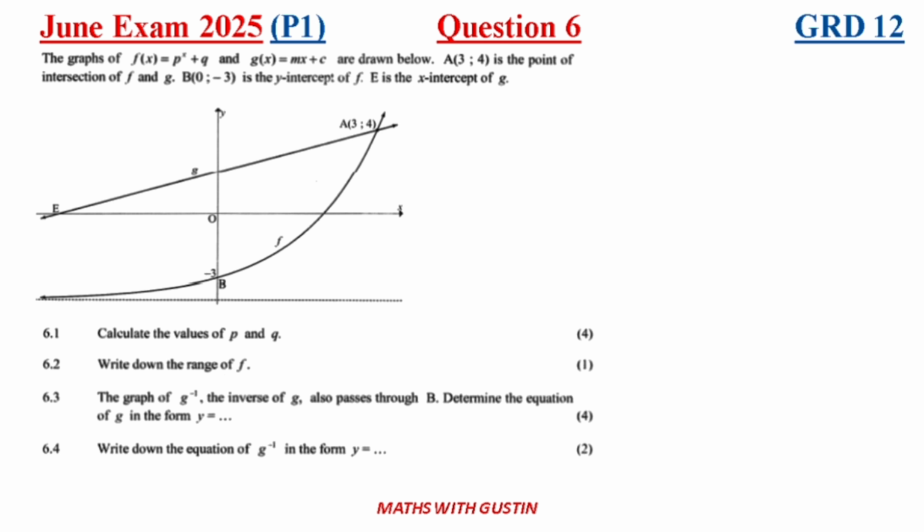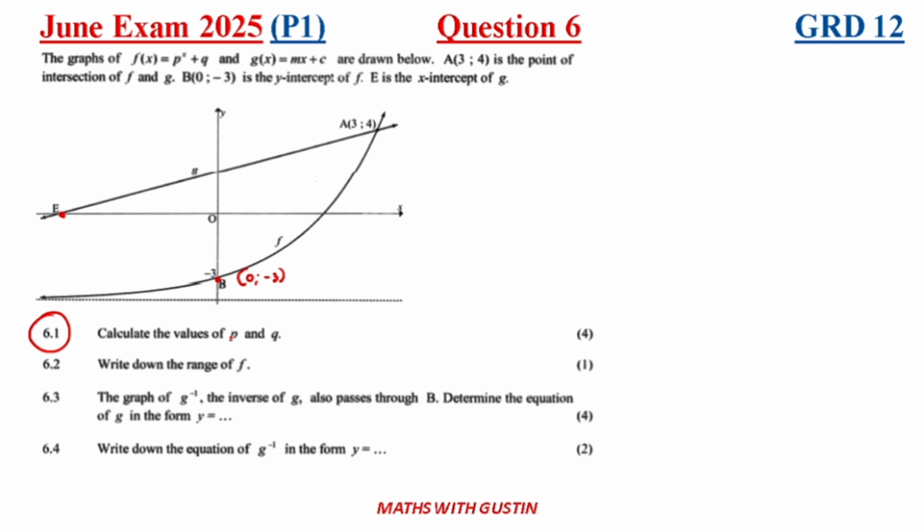B is the y-intercept of f. E is the x-intercept of g. Okay, E is the x-intercept, B is the y-intercept, which makes it (0; -3). Great stuff. So now let's start.